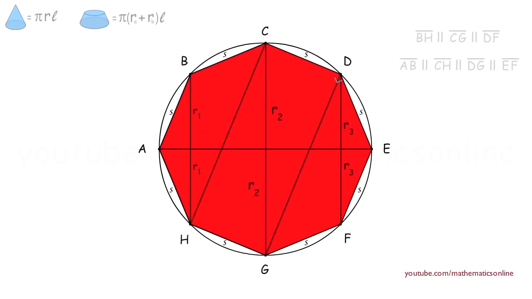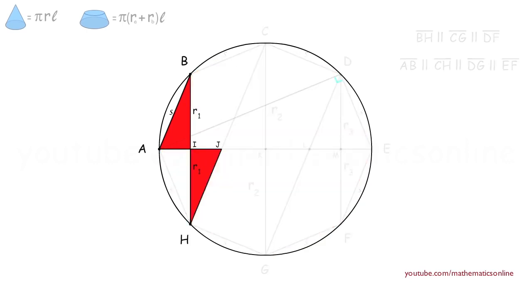Now, as we can see, the polygon is made up of different sized triangles. Before we can find the surface area, we must first establish an important relationship between these triangles. First, we label the intersection points in the middle, and let's look at triangle ABI and HIJ.